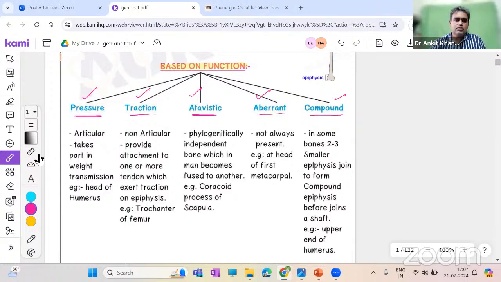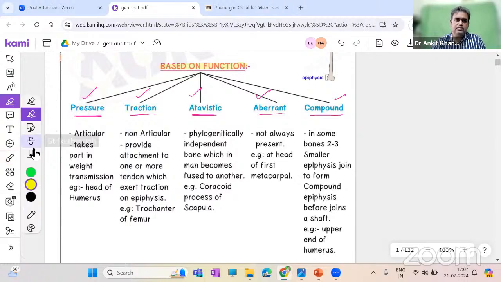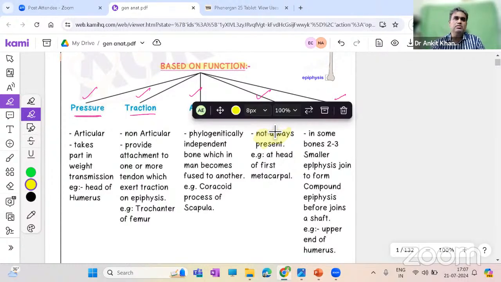Let us see. To begin with, let's finish off aberrant. It is not always present. Example of aberrant is the epiphysis in the head of the first metacarpal. Normally we have an epiphysis at the base of the first metacarpal. Sometimes there can be an epiphysis at the head; sometimes it may, sometimes it may not. Simple as that. That is aberrant.